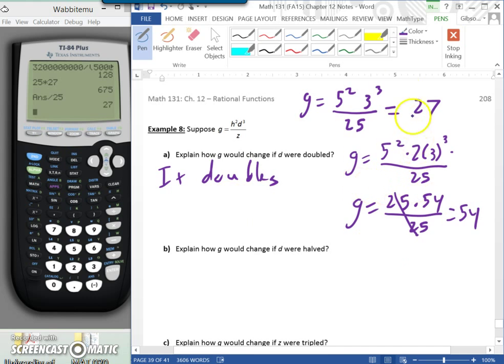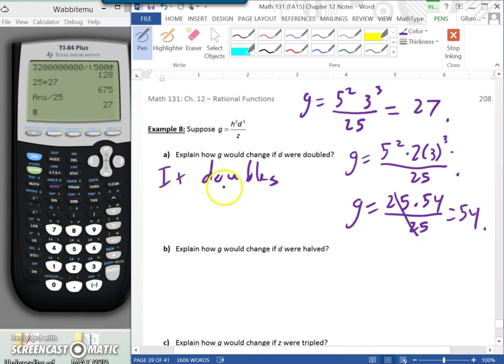So you could say it doubles. Now, what you could do in mathematics, what I just did here, this was a mathematical sentence. So if you just put a period at the end, this would explain your reasoning for why you say it doubles. Does everyone follow that? Okay, now it says explain how G would change if D were halved. All right.